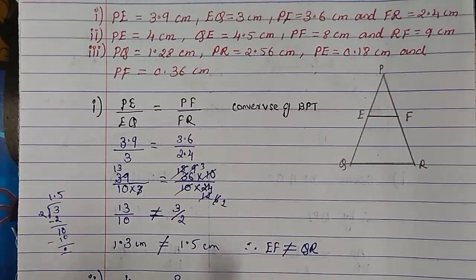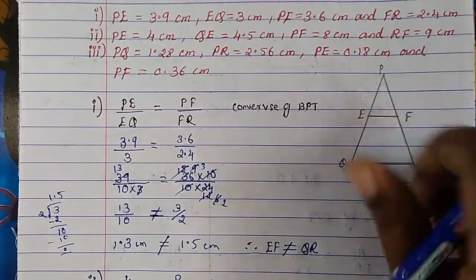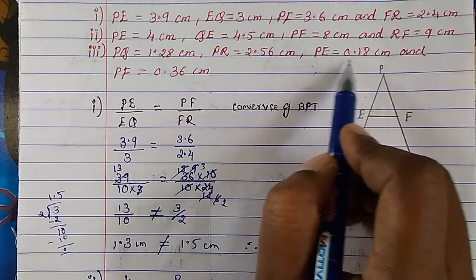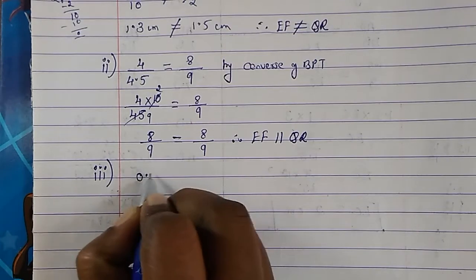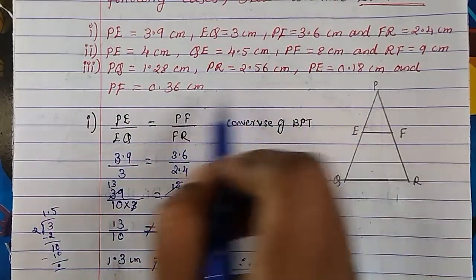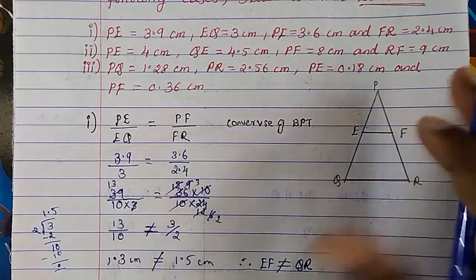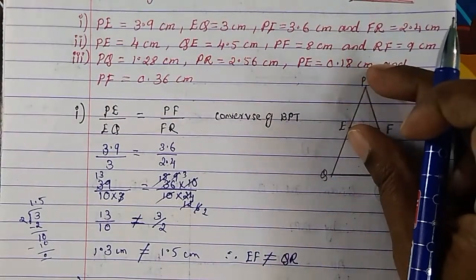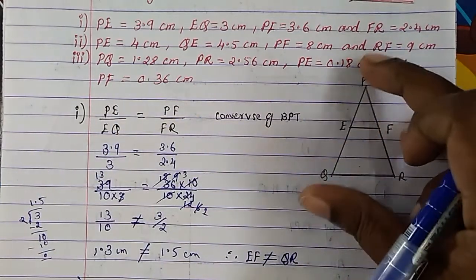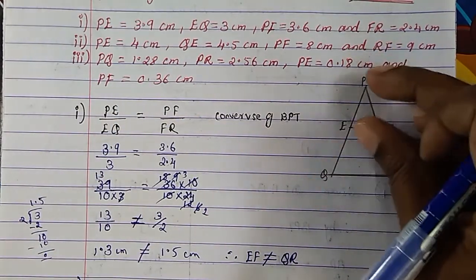So third one, let's see here. What is PE? PE upon EQ, the ratio, right? So PE is 0.18. Then EQ. Here EQ is not given. That means PE is given. Here PQ we have. PQ is given. PQ means the whole thing, 1.28. Then PE is given.